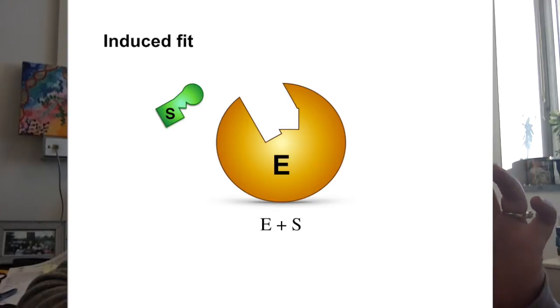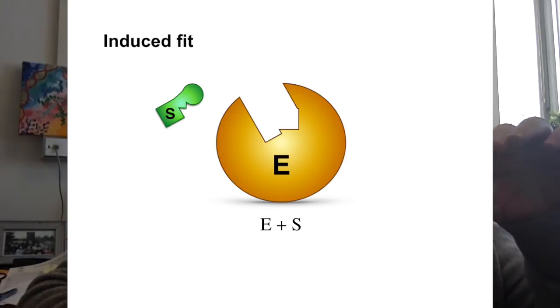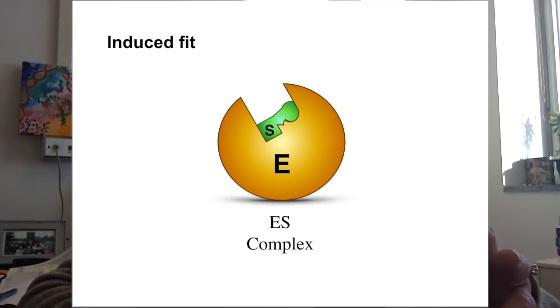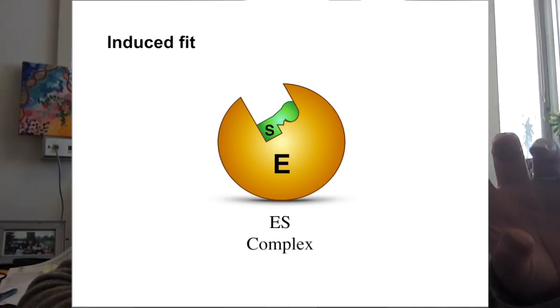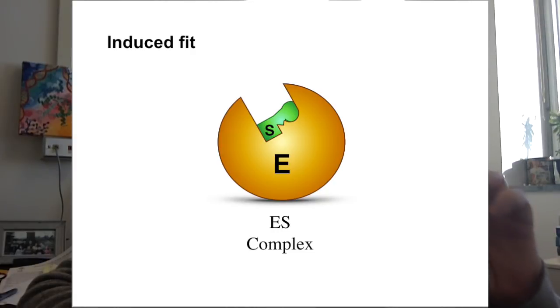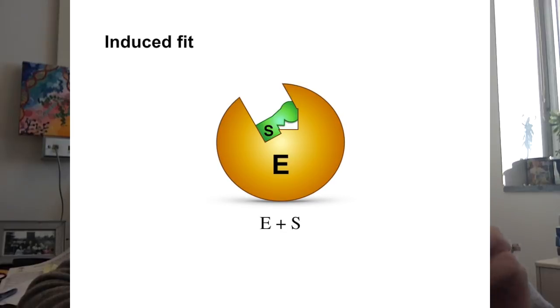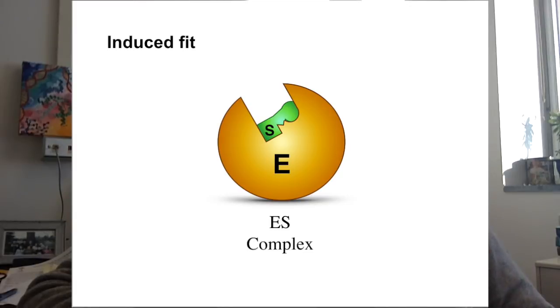The induced fit model says that there might be a little bit of complementarity there, enough to get things started, and then as the substrate begins to bind, there is a three-dimensional structural change in the enzyme itself and in the substrate that molds both of those entities together so that they can form a complementary structure. And so the high degree of affinity arises as the enzyme binds its substrate. The enzyme and the substrate change their conformation to increase the complementarity.